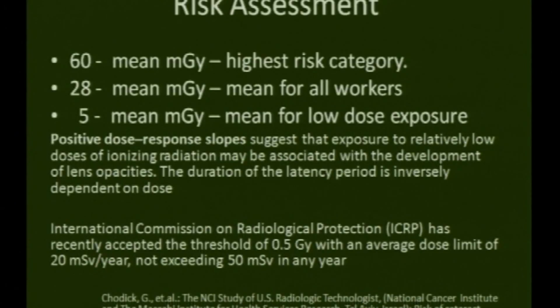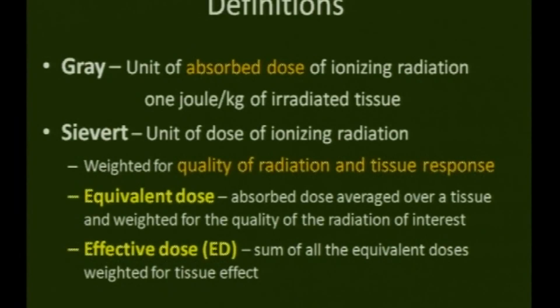I'll go through some definitions. Gy is gray, so 60 mean gray is the highest risk category, and so far 5 is meant to be the low dose exposures. So if you have very low dose, it can build up in time, or inversely, if you have high doses, you get the effect much sooner. So a gray, and get used to these terms, is a unit of the absorbed dose of ionizing radiation. In other words, there's 1 joule per kilogram of irradiation. That's what a gray is.